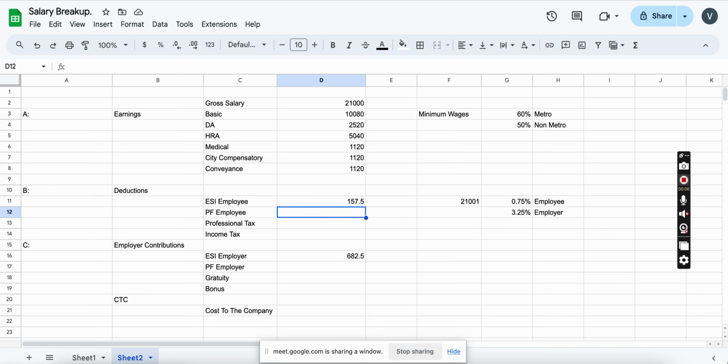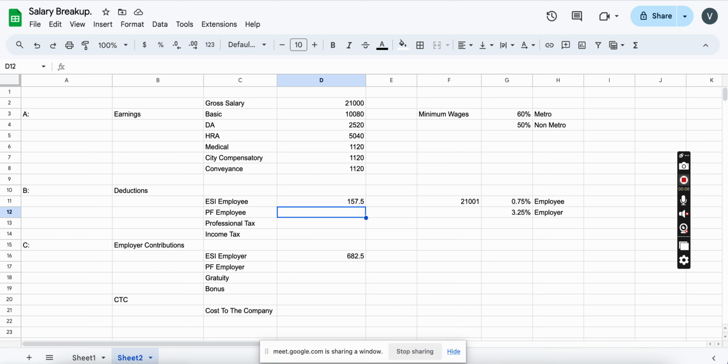Okay, let me first brief you the rule before the calculation. So the PF rule is that PF should be calculated at 12% for the employee and 13% for the employer. In that 13% employer portion, 12% goes back to the employee account, and 1% is admin charges which the employee will not get.